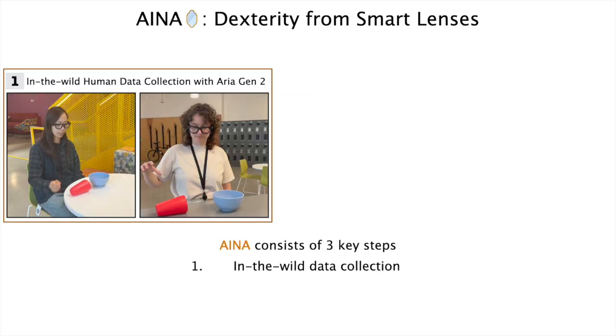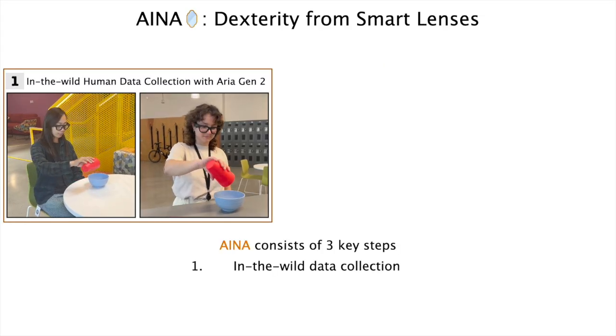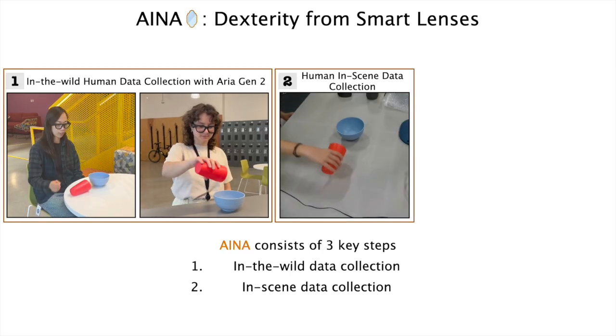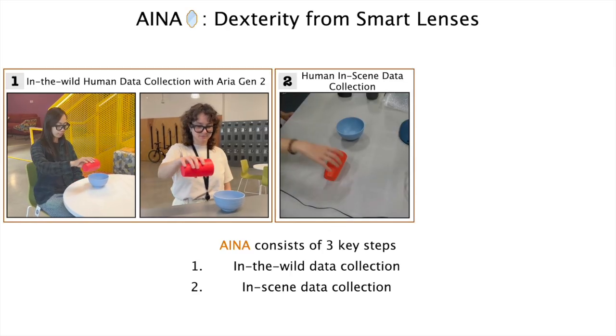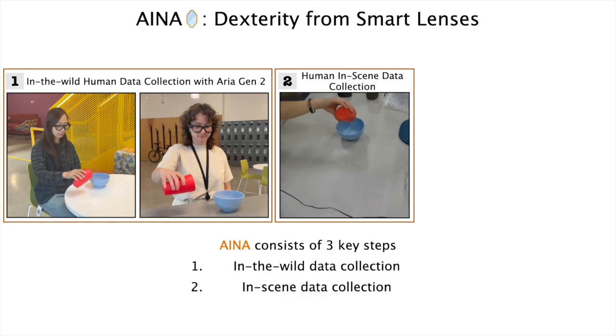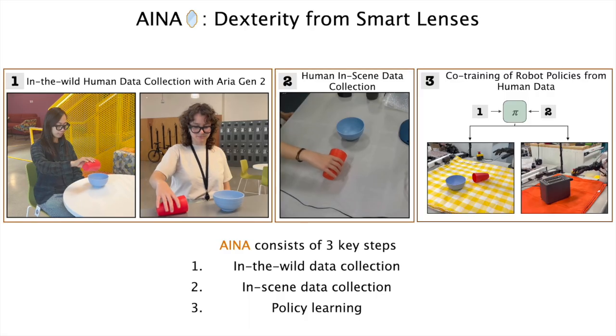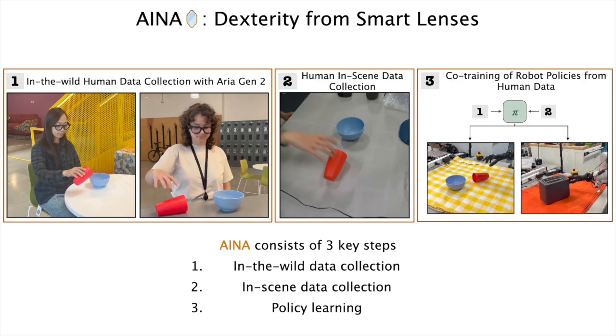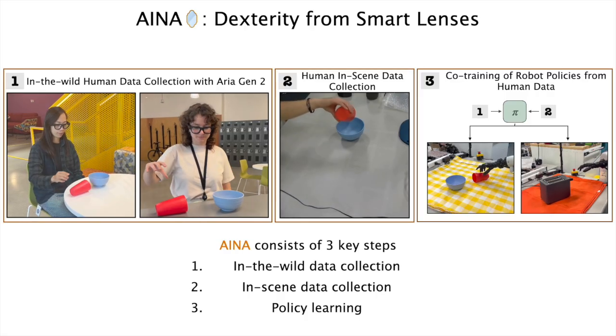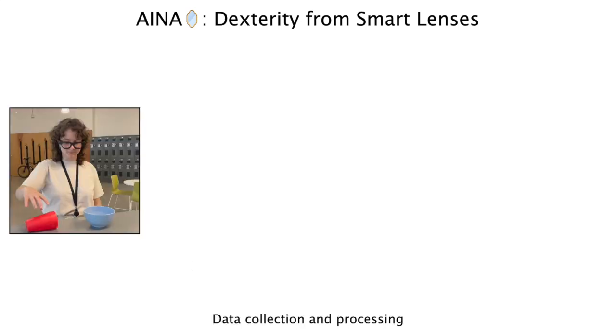AINA consists of 3 key steps. First, a human wears RU2 glasses and collects 50 in-the-wild demonstrations. Next, they record a single demonstration in the same space as the robot deployment, which serves as an anchor to align the in-the-wild demonstrations with the robot's operation scene. Finally, both sets of demonstrations are used to train robot policies that can be deployed on the robot zero shot.